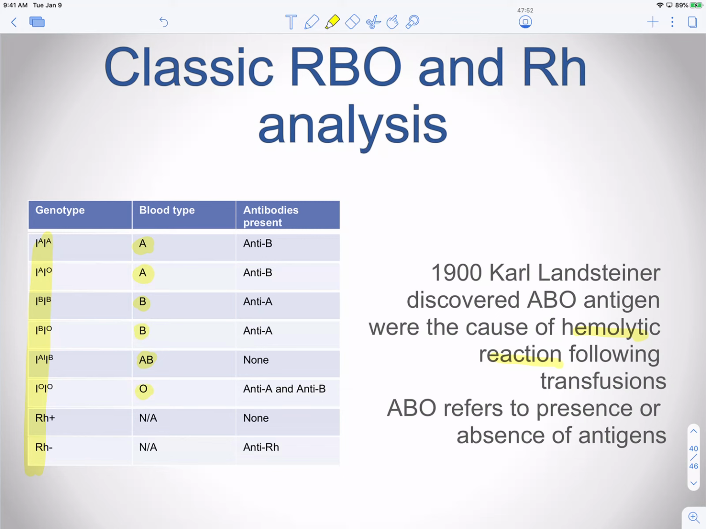Now what these blood types mean is if you're blood type A, you will mount an immune response against the B antigen. If you're blood type B, you will mount an immune response against the A antigen. If you're AB, you have no immune response to either A or B. If you're O, you will have an immune response to A or B. So what this means is that O, of course, is going to be the universal donor, and AB is going to be the universal acceptor.